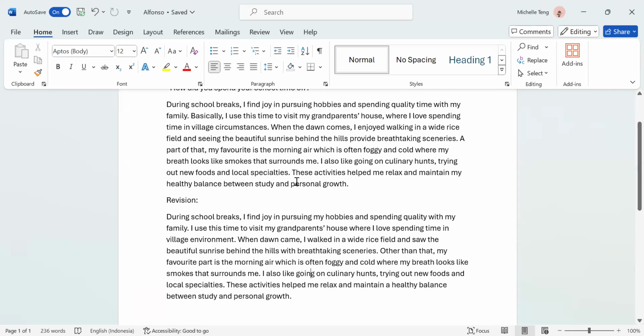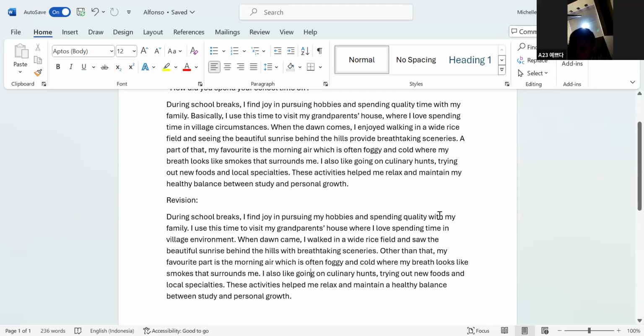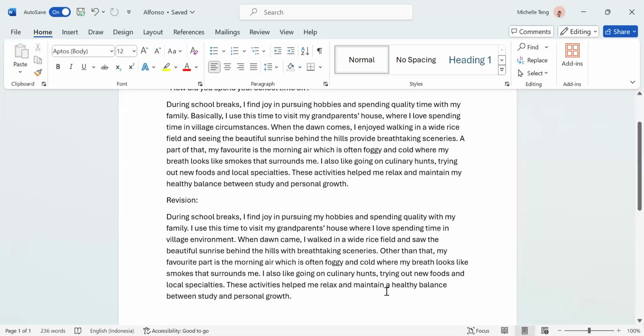Okay, so we're on to the last sentence right here. These activities help me relax and maintain my healthy balance between study and personal growth. I made a slight revision on this part right here. These activities help me relax and maintain, instead of saying maintain my healthy balance, I'm just saying maintain a healthy balance between study and personal growth.